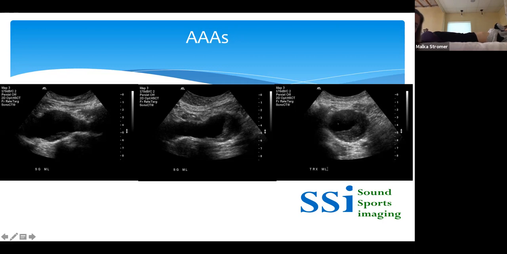This would be a cross-sectional image of the same area. You can see internal echoes and some anechoic area, which is probably the only area where the blood is flowing.